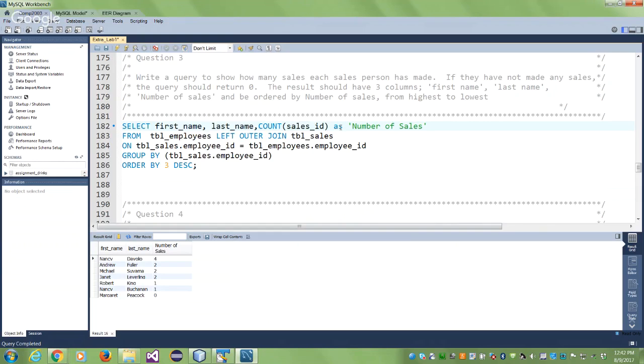Yeah, here see the sales ID is causing a problem because sales ID is null. It's causing a problem here. I said count on sales ID, and the sales ID value for these two records is null. Okay, so what should I be counting on?